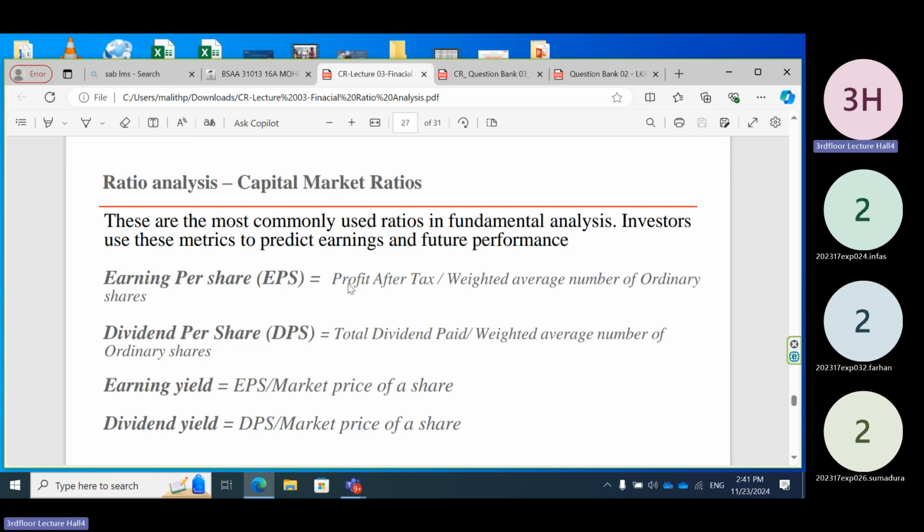Accordingly, to take these decisions, we have some ratios. What are they? They are called capital market related ratios. People who are going to invest calculate these ratios and take their decisions. That's why we call them capital market related ratios. Right? So the first one is earning per share.